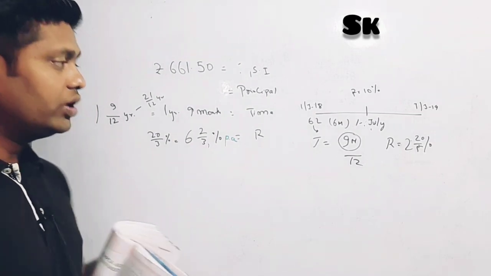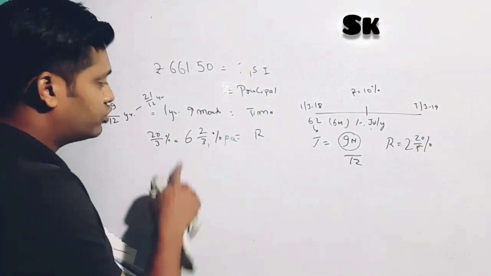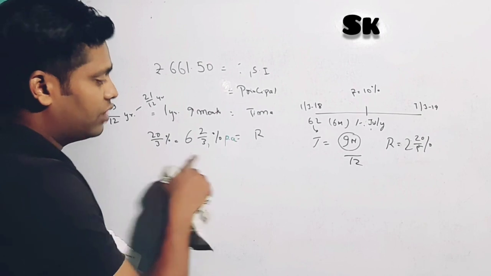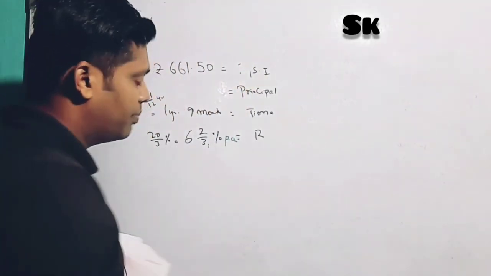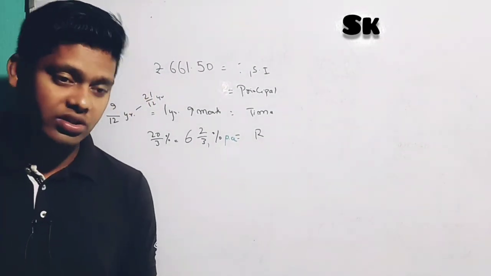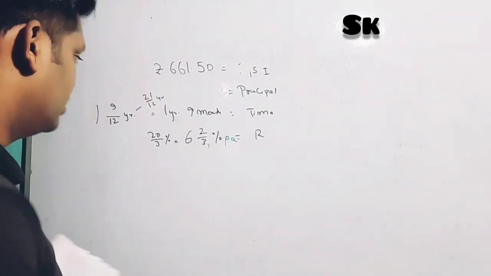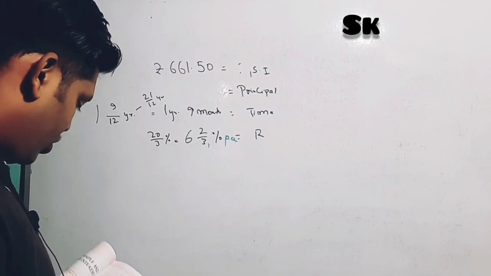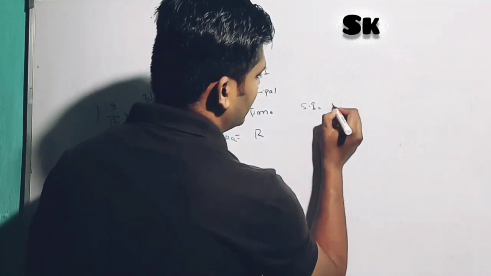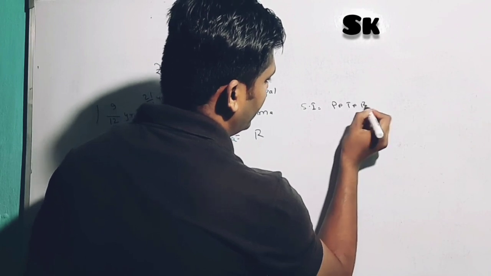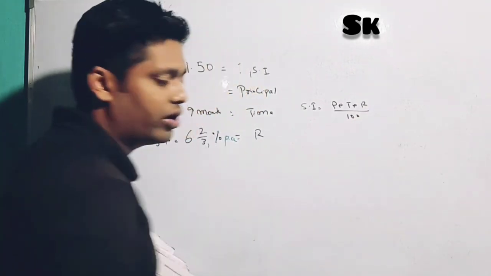Whenever you are doing this, keep in mind why I should convert this one and why I cannot convert that one. Understood? Because simple interest and compound interest are also there in class 10, so be careful when you are doing it. Now what do I need to find out? I need only one formula: simple interest is equal to P into T into R by 100. By using this one, I will take out every answer.